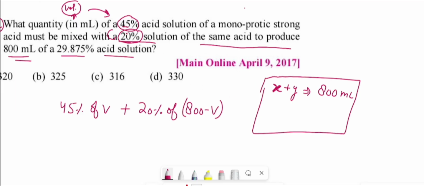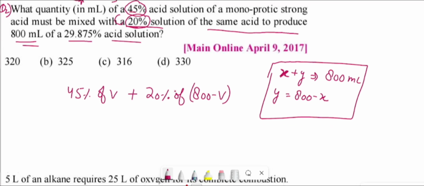So if we have to find the Y, what would be Y? That would be equal to 800 minus x, the volume of this 45% solution. Right here we have written v instead of x. So the volume of the 25% solution would be 800 minus v.